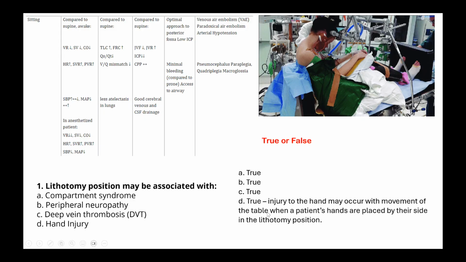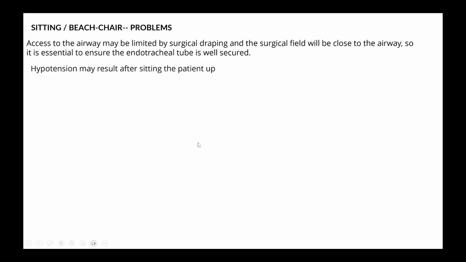So this is one. Now coming to the sitting and wheelchair position problem, the access to the airway may be limited during surgical draping and in the surgical field. So before we position the patient, we must make sure that the tube is in proper position and properly fixed so that it doesn't migrate inside or outside. And the patient is likely to have a lot of secretions. So proper anti-sialagogue treatment should be given before you position the patient in the sitting posture.